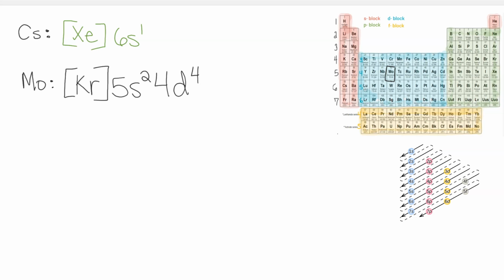All right, let's do one more example before we break off. Let's do the noble gas notation for polonium, number 84, Po. Let's do the noble gas notation, the shorthand electron configuration for Po.